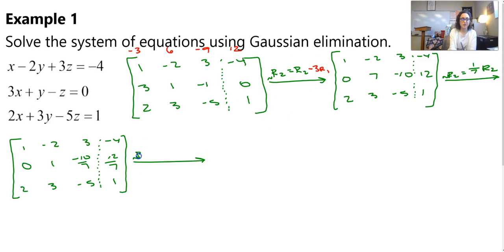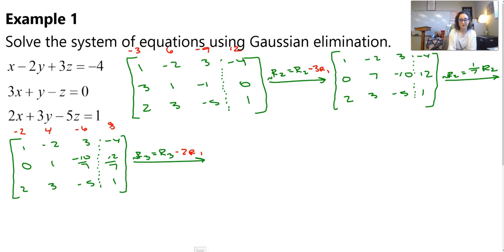My new row 3, and hang tight with me, I know it feels like a lot, just hang on. My new row 3 is going to be my old row 3, and then I'm going to subtract 2 row 1, okay? So I'm going to take row 1, multiply by -2. So let's do that for reference, -2. If I take this times -2, that's +4. 3 times -2 is -6, and -4 times -2 is +8, okay?